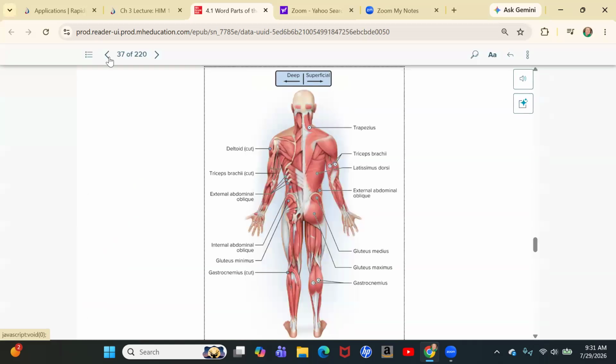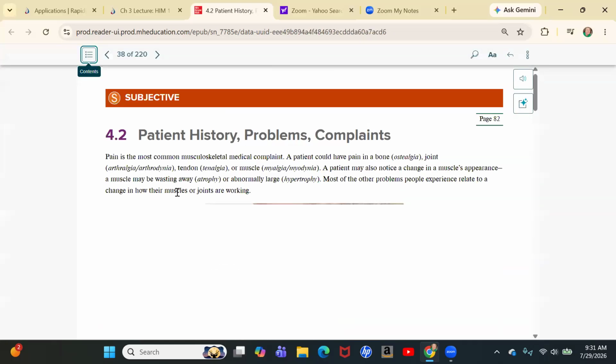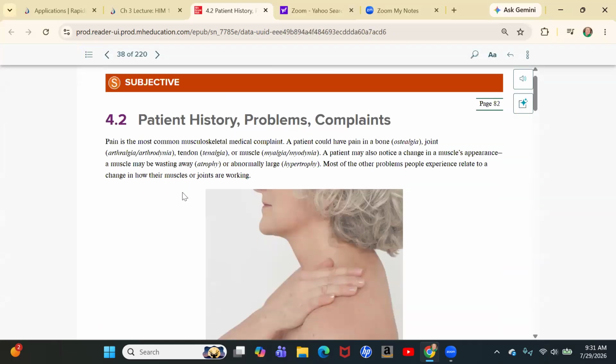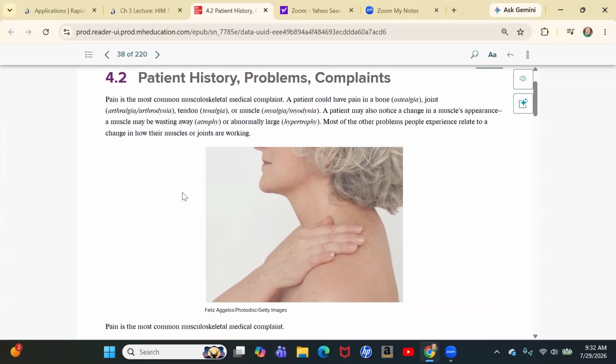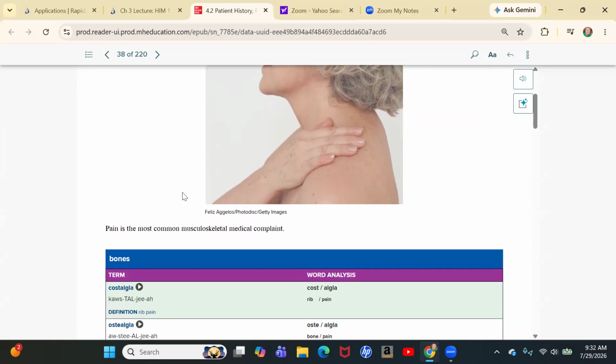So let's move on to patient history. What can go wrong with the musculoskeletal system? Don't forget to do your learning outcomes as always. What can go wrong with the musculoskeletal system? So, ostealgia, arthritis, myalgia, hypertrophy. What are some things that can go wrong?